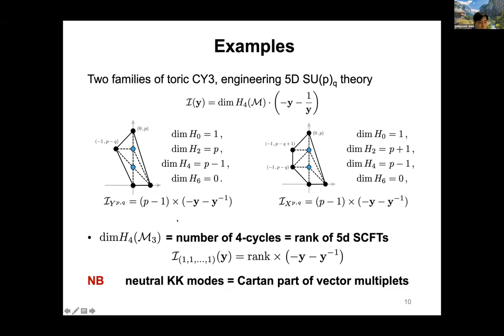And in the end, we can realize that this number is equal to the number of neutral KK modes, and the states which are counted by this method correspond to the Cartan part of vector multiplets. So there exist exactly Cartan-many states, Cartan-many spin doublets in the theory, and we can easily conclude that this corresponds to the Cartan parts of vector multiplets.